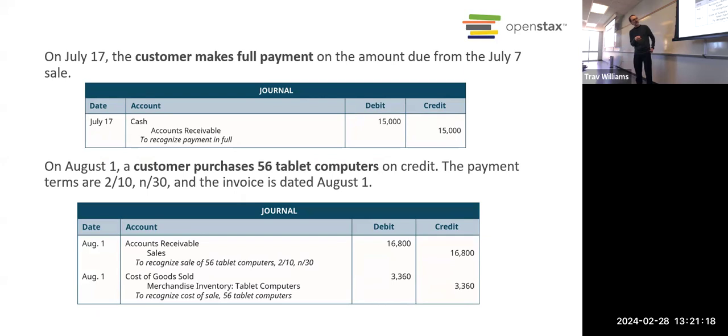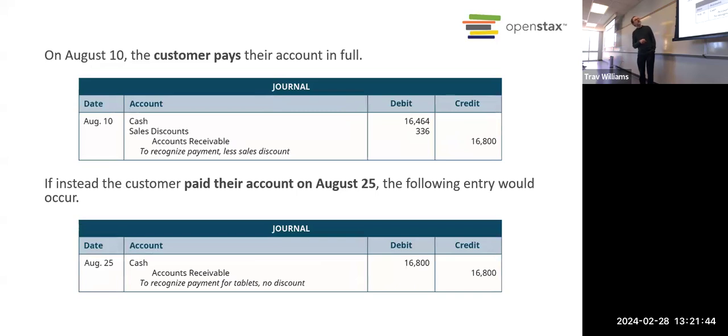Then a customer buys 56 tablets on credit. Okay, so we see the transaction for that. In this case, we do have credit terms. How would we read that? Would you say? That's exactly right. 2/10, net 30. You get a 2% discount if they pay within 10 days. The net amount is due in 30. Okay. The customer pays. Looks like the customer got a discount, right?